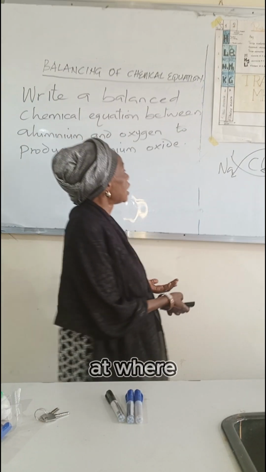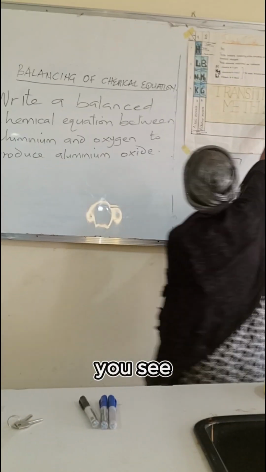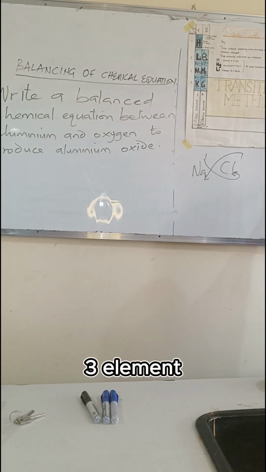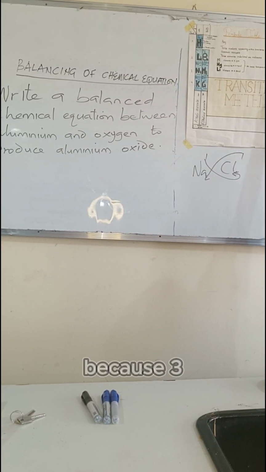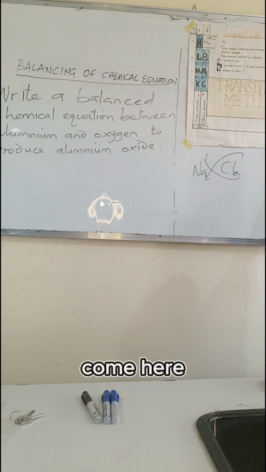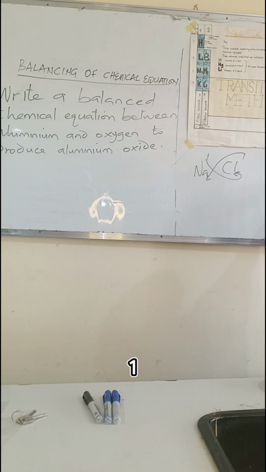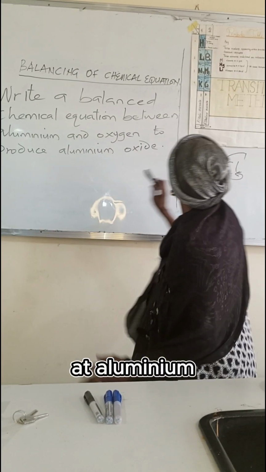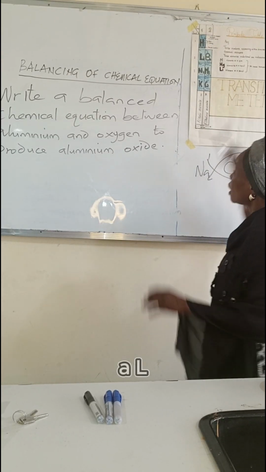You look at where it is, you see group 3. So the combining power of group 3 elements is 3. Then you come here to talk of the non-metals. For the combining power of these ones, they won't start from the inert gases that are not reacting. They have 0. Then you have 2, 3, 4. So let us look at aluminium. You can see aluminium, Al.